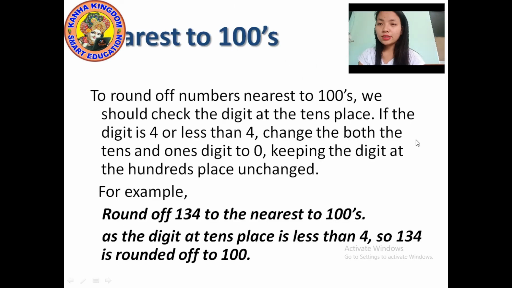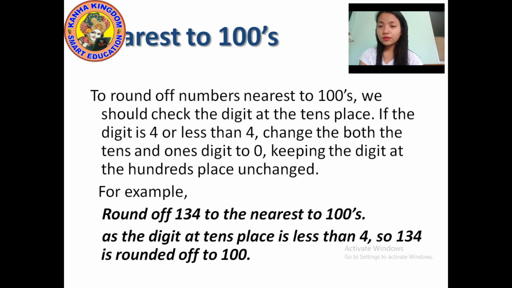Now we are going to learn about another type of rounding of numbers, that is rounding numbers to the nearest 100. To round off numbers to the nearest 100, we should check the digit at the tens place first.